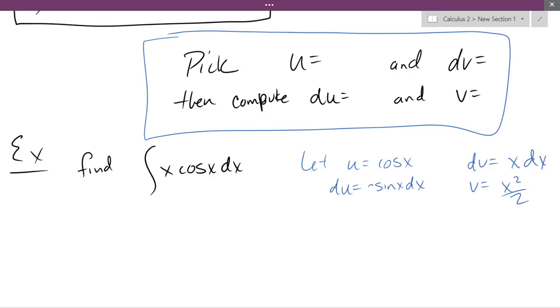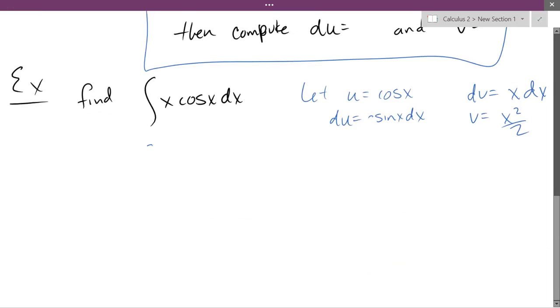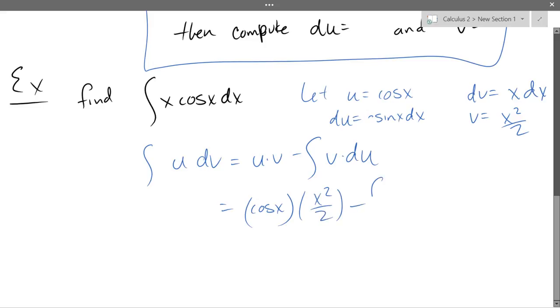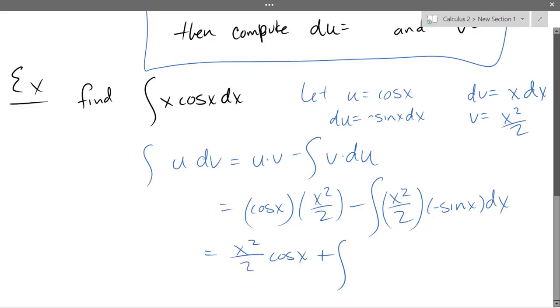So now we're going to make all these substitutions. What we were looking at was integral u dv, and we know this is u times v minus integral v du. So we're going to go ahead and make all these substitutions. What is u times v? That's cos x times x squared over 2, minus the integral of v, x squared over 2, times du, negative sine x dx. And I could rewrite this as x squared over 2 cos x, two negatives make a positive, plus the integral of x squared over 2 sine x dx.